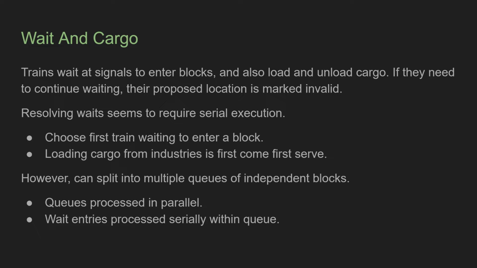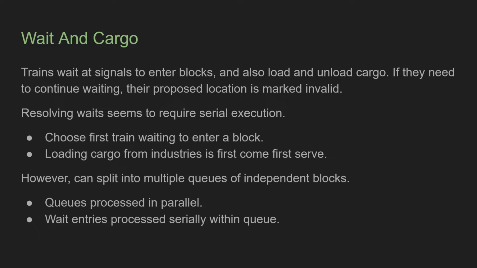If a train doesn't need to wait any longer, then its proposed location is left unmodified. However, if a train needs to continue waiting for whatever reason, then its proposed location is marked as invalid. At first, it seems like resolving waits between trains requires a serial execution. This is because what a train does depends on how other trains behave. For example, if multiple trains are waiting to enter a block and one enters, then that means that none of the other trains can enter.